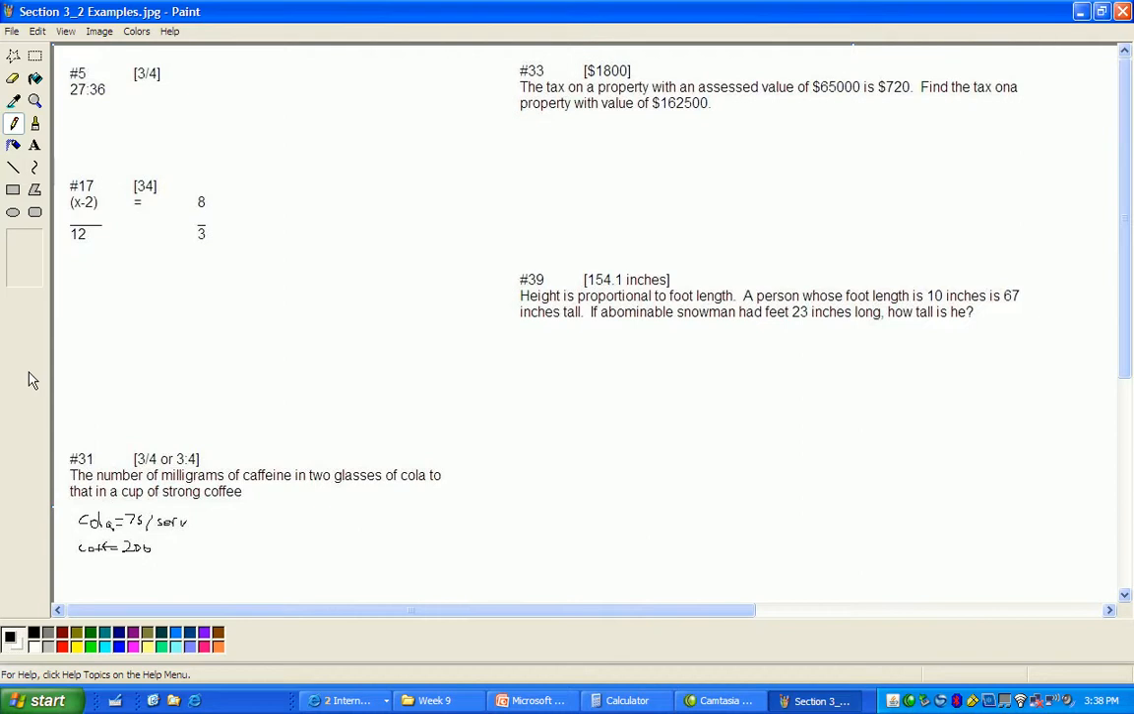So the first one here is 27 to 36. Remember from our book, the appropriate way to write this as a fraction is 27 over 36. It is incorrect if you put 36 over 27. Really important to remember. Now we've got to just simplify.